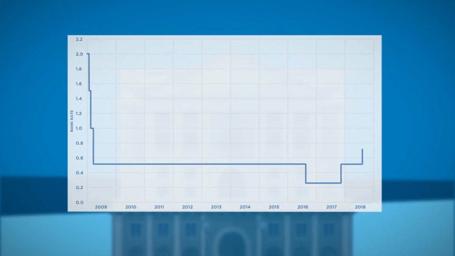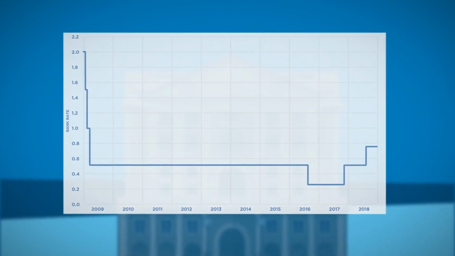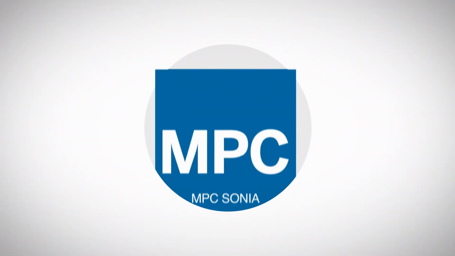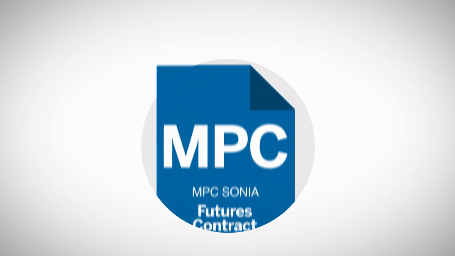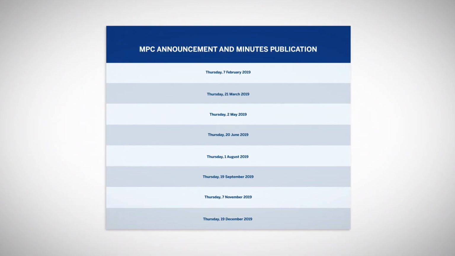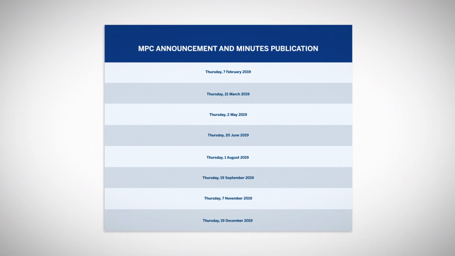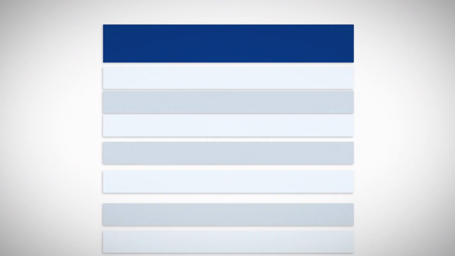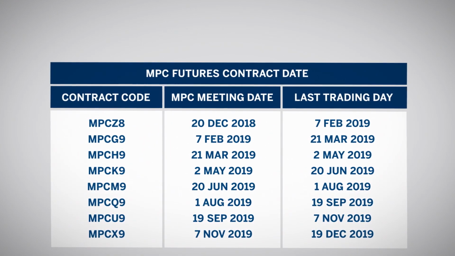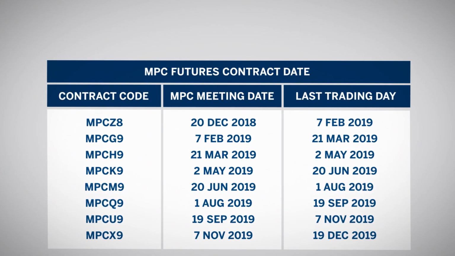to hedge against or express a view on potential changes in short-term interest rates, market participants turn to CME Group's MPC SONIA futures contract. This contract is listed in line with MPC meetings and is priced at 100 minus the expected interest rate over the prevailing time period. However, the interest rate interval date configuration is determined by the Bank of England's Monetary Policy Committee meeting dates.